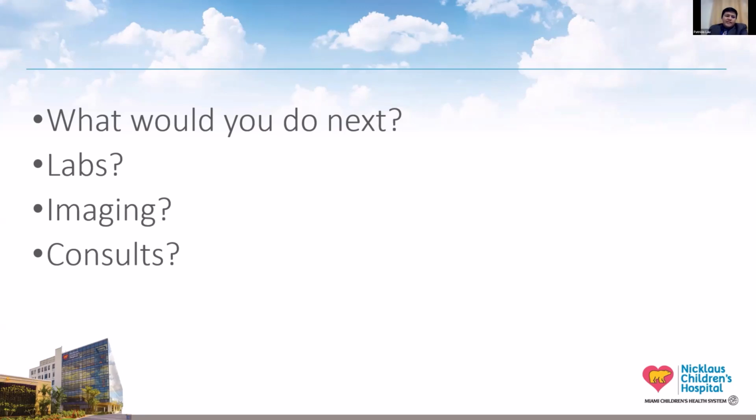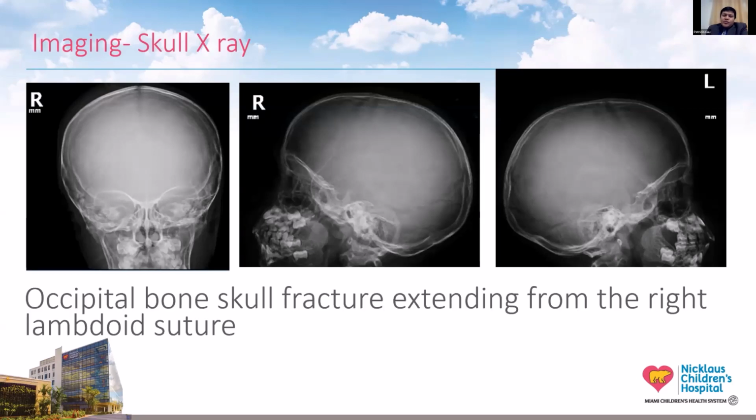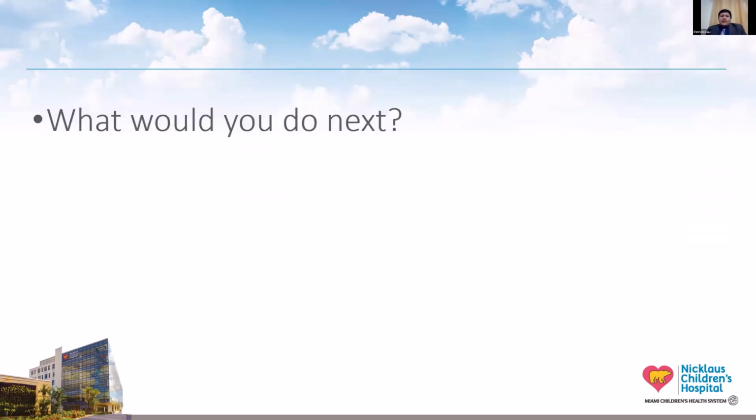Perfect, great. That's exactly all of the different things that you think about. Start labs, imaging. Do you need to call somebody else? What consultants should you get? So, like you prompted, they started with an X-ray of the skull, and they were able to note an occipital skull fracture extending into the right lambdoid suture. So that prompted them to get a CT scan.